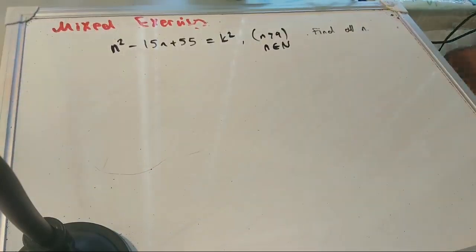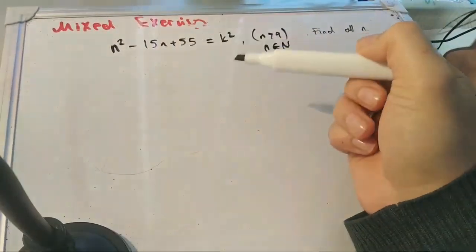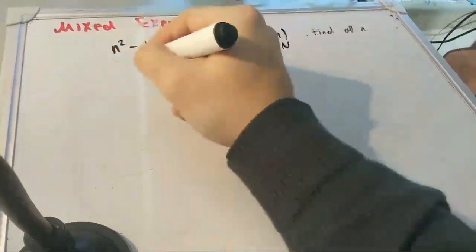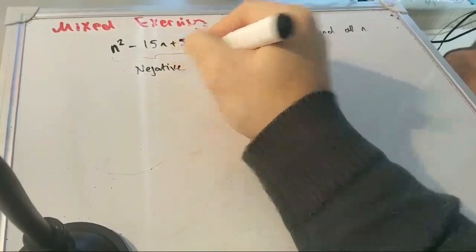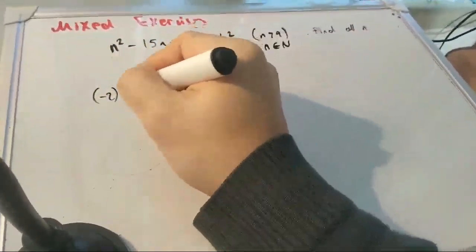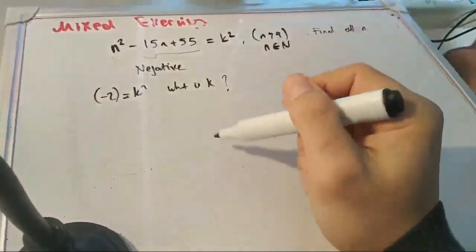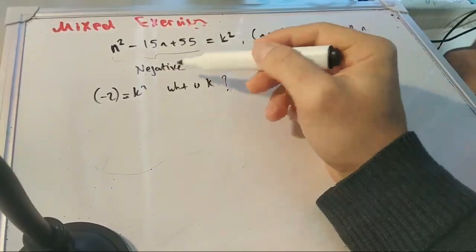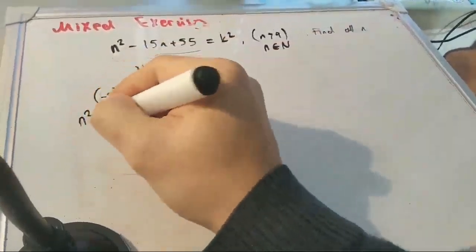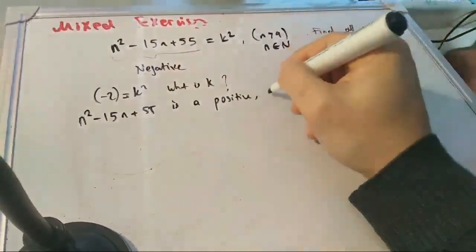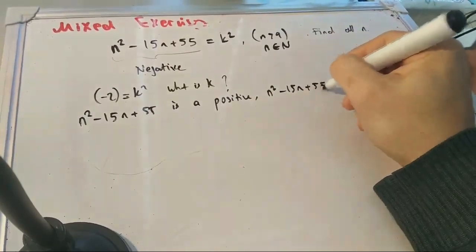Did you get something here? If n square minus 15n plus 55 is equal to k square, is it perfect? So n square minus 15n plus 55 can be a negative number? For example, minus 2 is equal to k square. What is k? A perfect square can never be negative, right? So n square minus 15n plus 55 is positive, which means n square minus 15n plus 55 is greater than or equal to 0.